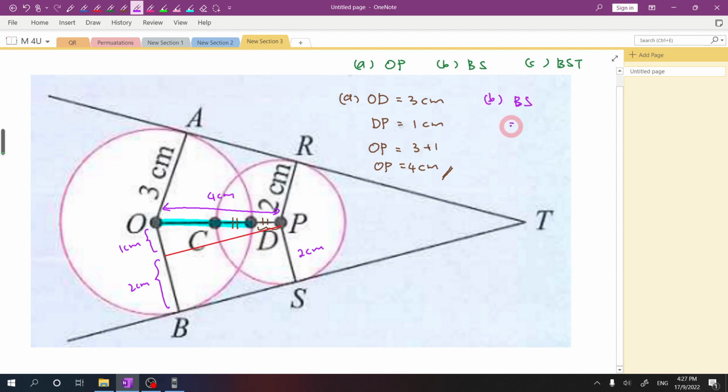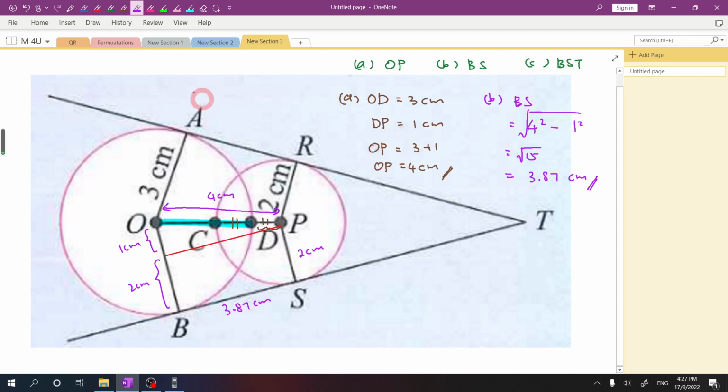BS is equal to square root of 4 square minus 1 square. Okay, just press your calculator. This is 16 minus 1 will be 15, square root of 15. 3.87 centimeter. Okay, so this is 3.87 centimeter.